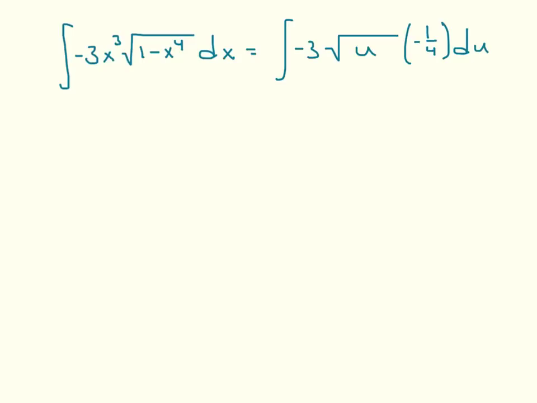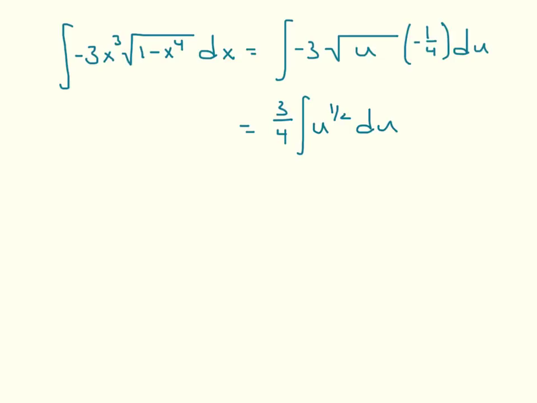Okay, so simplifying, moving things around a little bit, we could put the negative 1/4 and the negative 3 out front, giving us 3/4 integral of, now for the square root of u, it's a good habit to write radicals in terms of fractional exponents, so I'm going to rewrite this as u to the 1/2, and we get 3/4 times the indefinite integral of u to the 1/2 du.